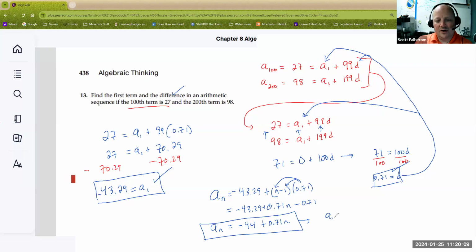So if you wanted to find the 100th term to check yourself, you can plug in negative 44 plus 0.71 times 100. And if you plug it into your calculator, you will get 27. And if you plug in 200, you will get 98. So it does check with the initial conditions that we had. And that's one approach to doing this.